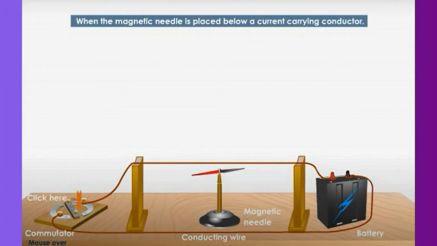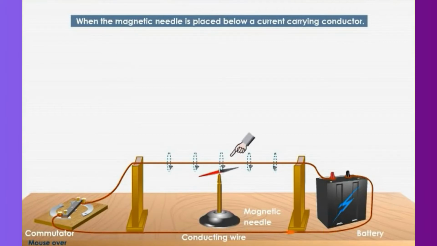When no current is flowing in the wire, the compass needle is parallel to the wire AB and points in the usual north-south direction. Now let us pass electric current through the wire by pressing the switch. On passing the current, we find that the compass needle is deflected from its north-south position, as shown in figure B. And when the current is switched off, the compass needle turns to its original position.